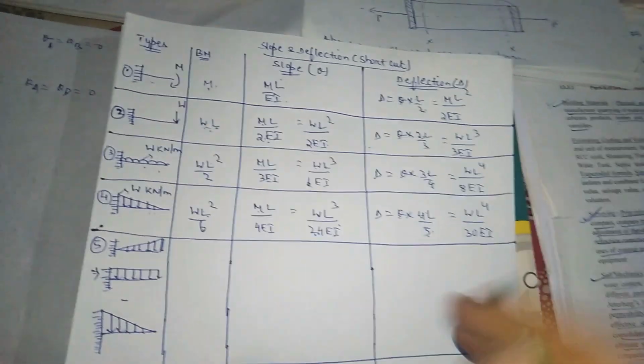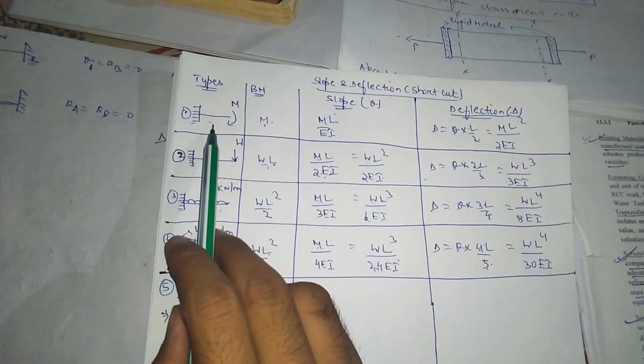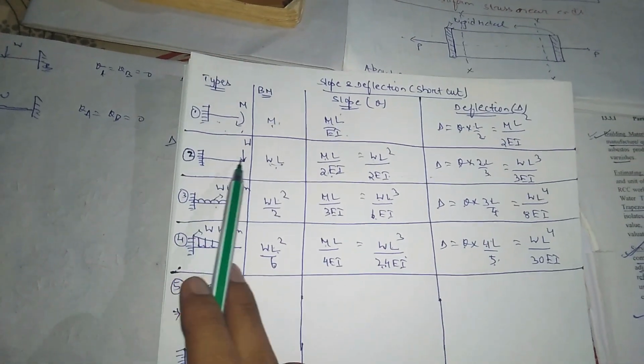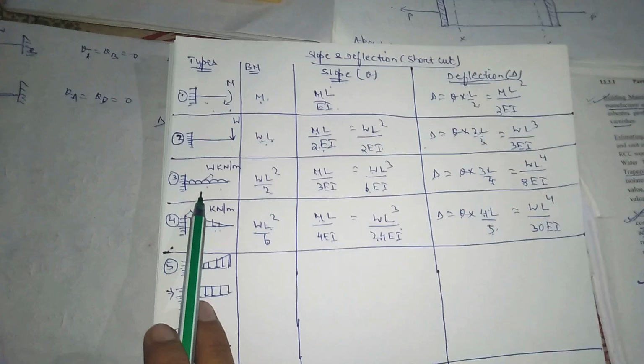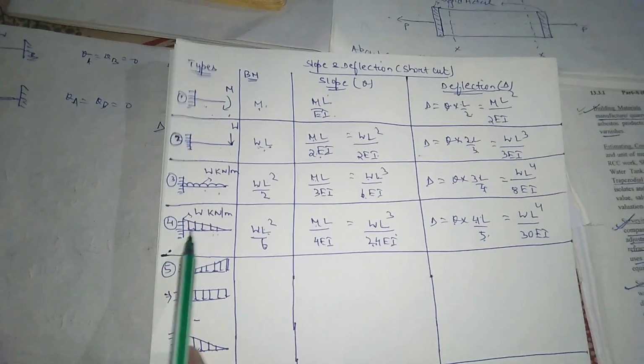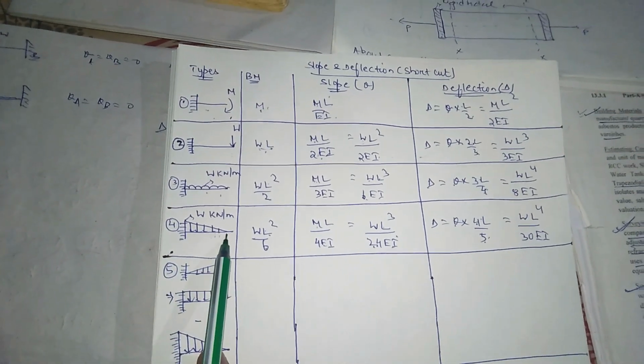Okay, these are the basic four things you need to remember. First case is the cantilever with moment M. Second case is cantilever with point load W. Third case is cantilever with uniformly distributed load. Fourth case is cantilever with uniformly varying load, and at fixed end it is maximum and at free end it is minimum.